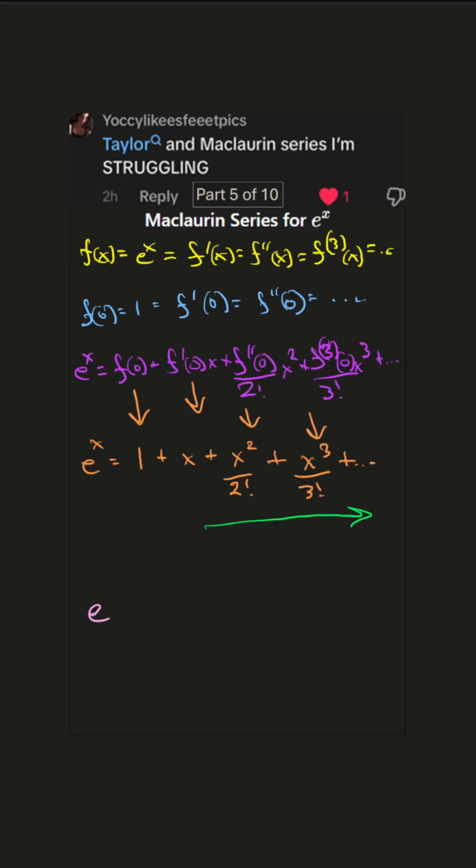If we take e to the 0.1, we can approximate that with a Maclaurin series, and we'll get 1 plus 0.1 plus 0.1 squared over 2, and that equals 1.105, which is a very close approximation, and we could just do more terms if we wanted to make it even more accurate.